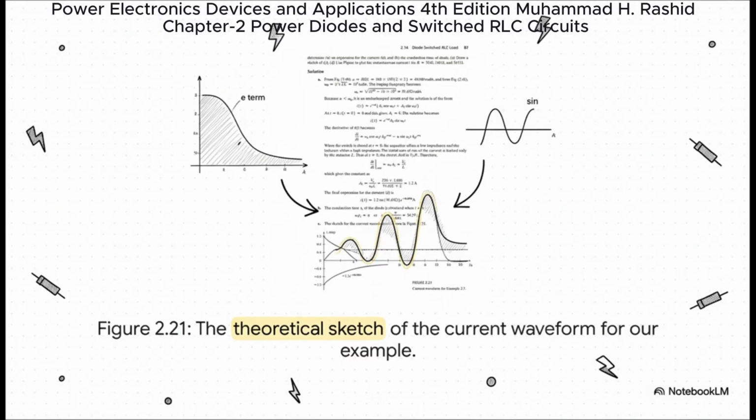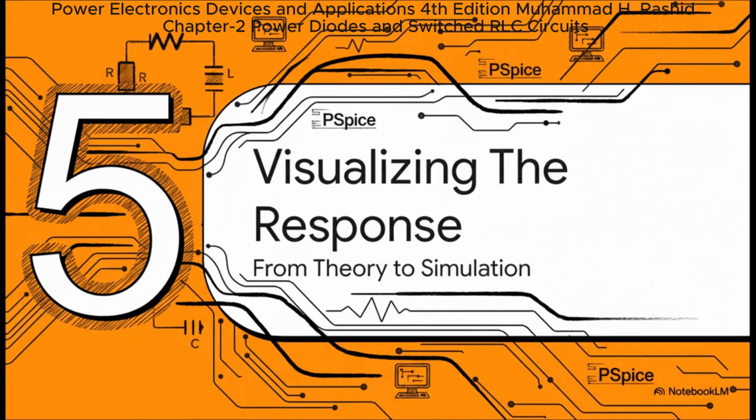And this is basically what that equation is drawing for us. You see that E term in the equation? That's the exponential decay. That's the damping, the brakes, doing their job over time. And that sine term? That's the oscillation, the wobble. Put them together, and you get this beautiful decaying sine wave. A sketch on paper is a great start, but let's see if we're right.